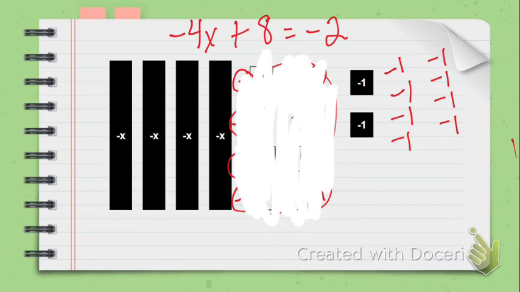Now, what do I go back to? I have negative 4x's equals, well, over here I already had 2 negative ones, but I added 8 more. So I have no 0 pairs over here. I just have negative 10. All right, so I'm going to divide these up. Okay, so I'm going to start with 2 in each one.